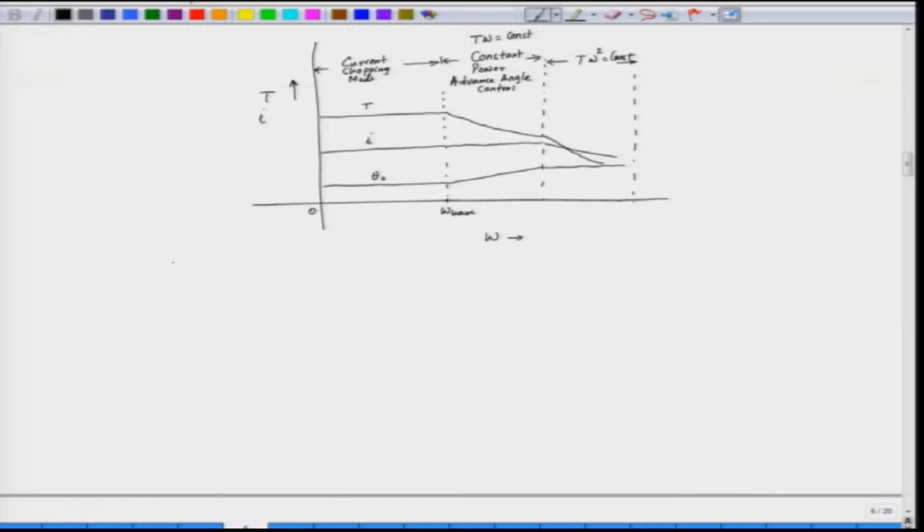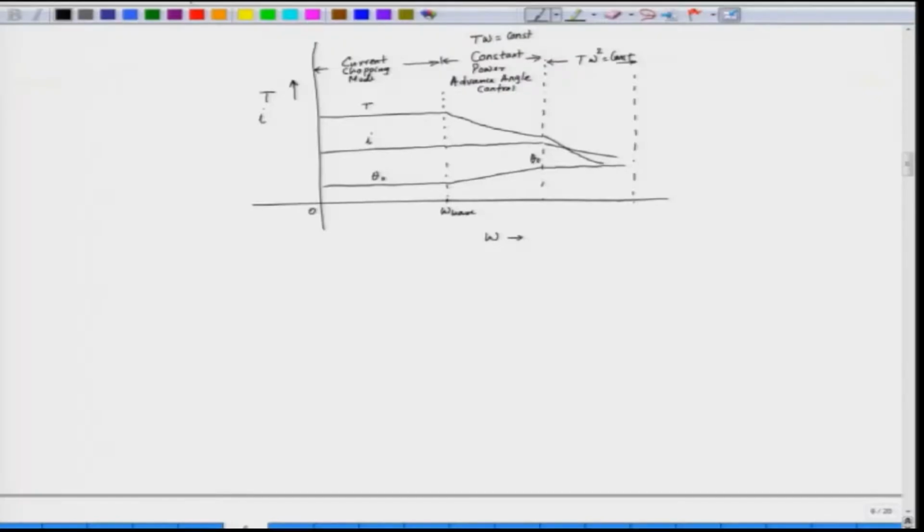So, we have the modes of operation of a switched reluctance motor. Initially, below the base speed, we keep the torque constant by operating in chop mode, and then we increase the advance angle. The torque decreases, but the power remains constant. Theta naught is gradually increasing, so we have a maximum possible advance angle. Beyond that, the advance angle is kept constant at the maximum value, theta naught maximum. We cannot increase it further.